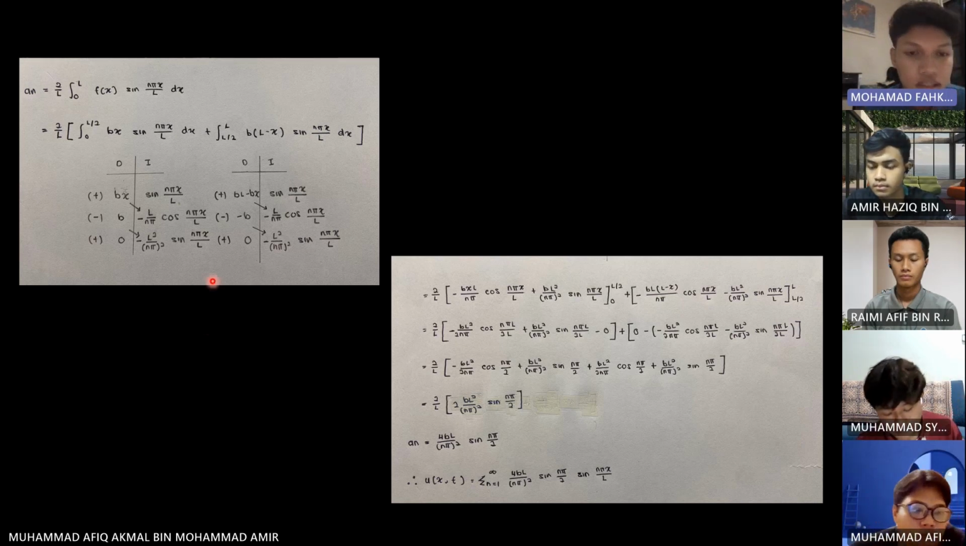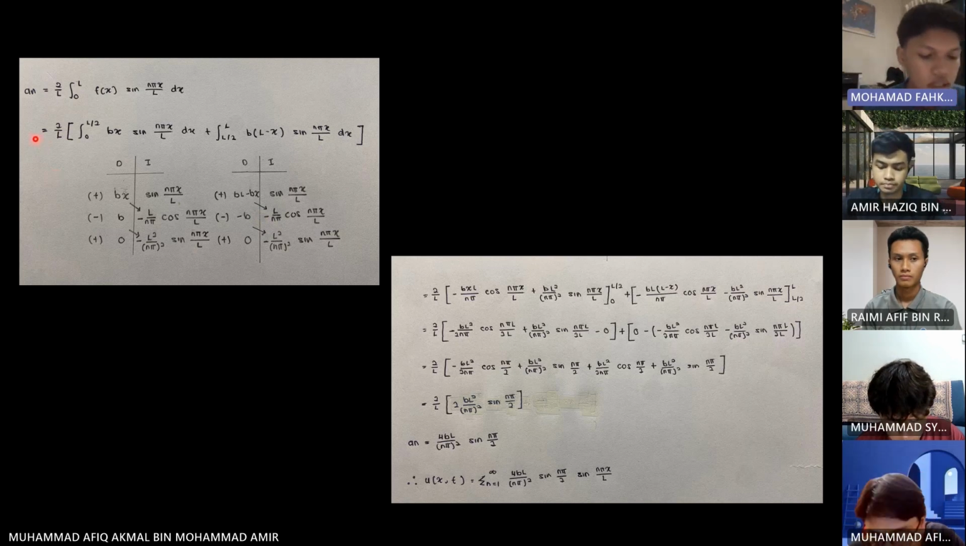Okay, so for the next step, if we look back at the question, there were two functions given. The first one is f(x) equal to bx for 0 less than x less than L over 2, and the second one is f(x) equal to b(L minus x) for L over 2 less than x less than L.